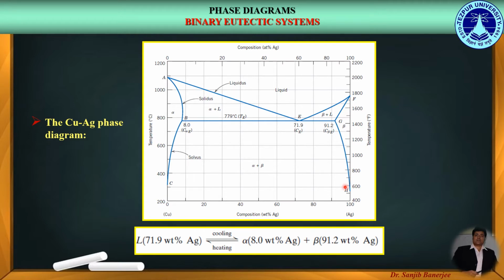Now such a phenomenon, that is, the solid solubility having an upper limit and decreasing with the decrease of temperature, is an important requirement for the precipitation strengthening process, which is one of the strengthening mechanisms.